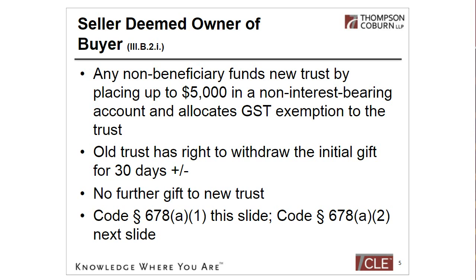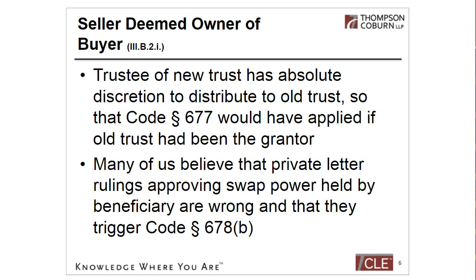Another feature to think about is the fact I'll go over that in just a moment. Okay, on slide six. So the 678(a)(1) is why you have the withdrawal right exercisable. That makes it a grantor trust deemed owned by the beneficiary. And then 678(a)(2) says that if the person who had the withdrawal right has released or partially modified the withdrawal right, then they become the deemed owner in a certain circumstance.